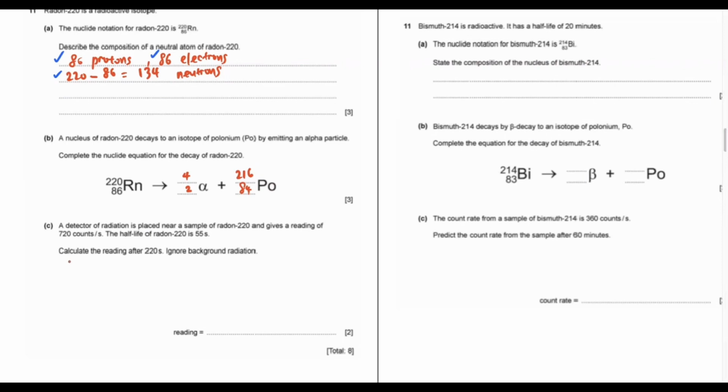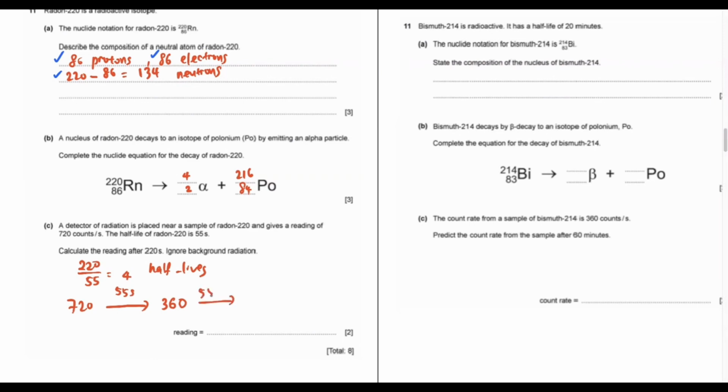see how many half-lives there are and keep dividing by 2. So something like this. Our half-life is 55 seconds. So the total time taken is 220. So 220 over 55. Then we know that there are 4 half-lives that happen to the radon 220. So it has initially 720 counts per second. Now we divide by 2 to get 360. This is the first 55 seconds.